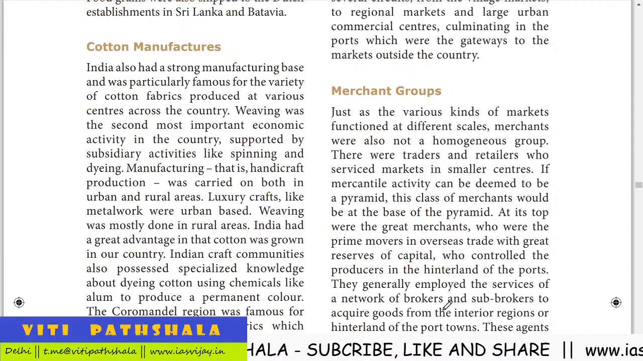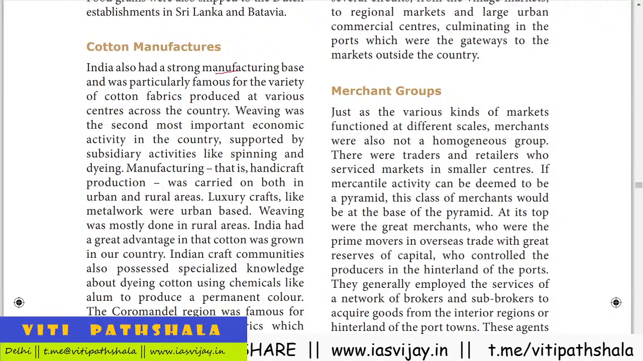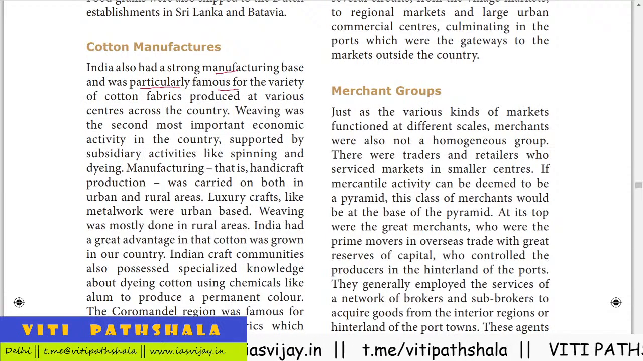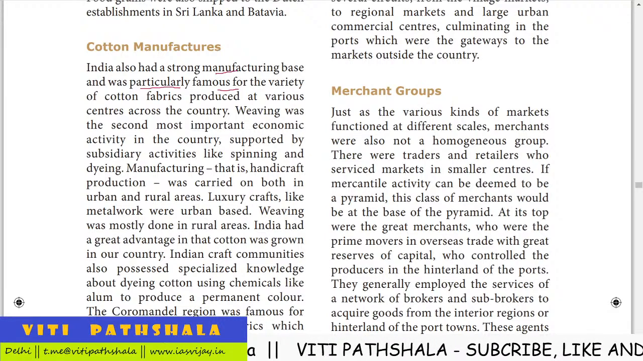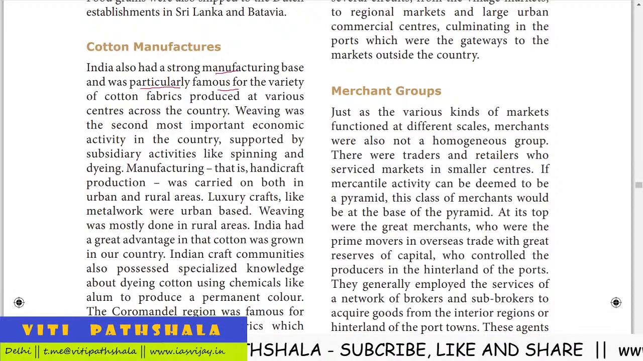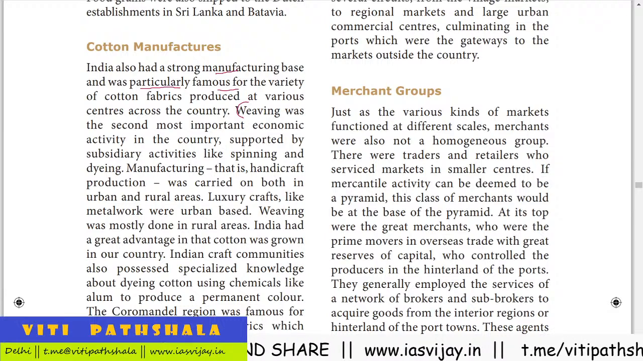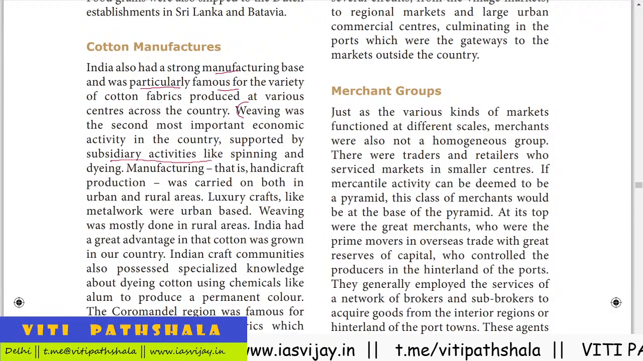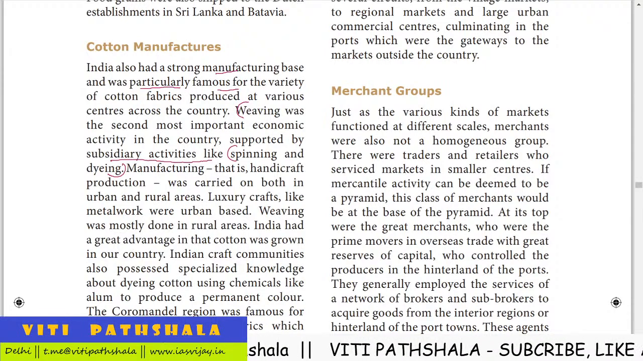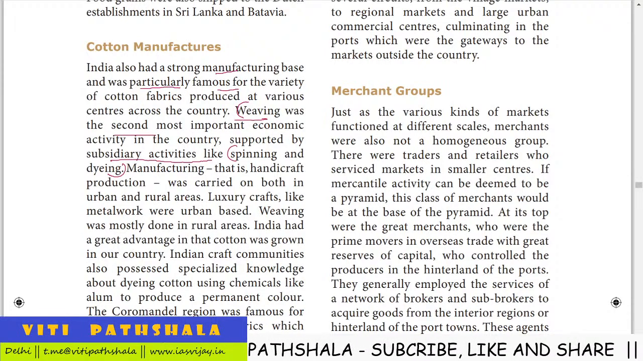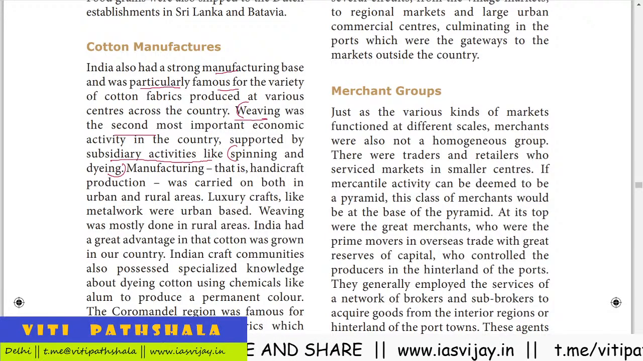Next comes the cotton manufacturers. India also had a strong manufacturing base and was particularly famous for the variety of cotton fabrics produced at various centers across the country. Now, weaving, the second most important economic activity in the country, was supported by subsidiary activities like spinning and dyeing. So weaving was the second most important economic activity. After that, the activities are spinning and dyeing.